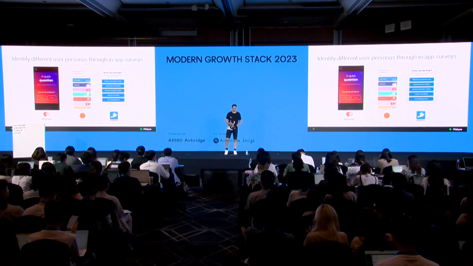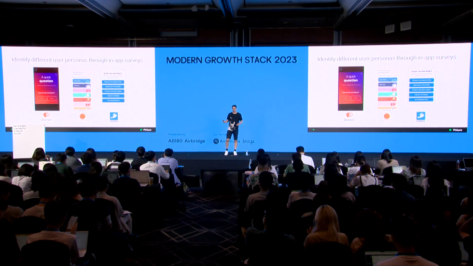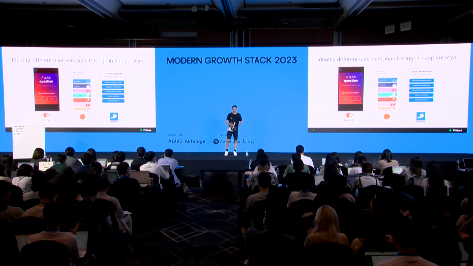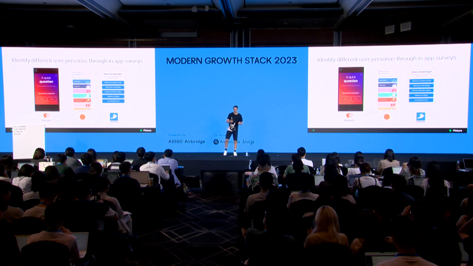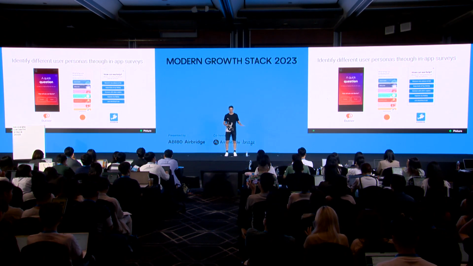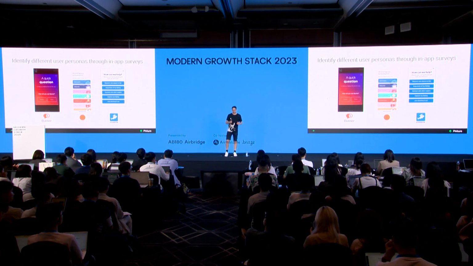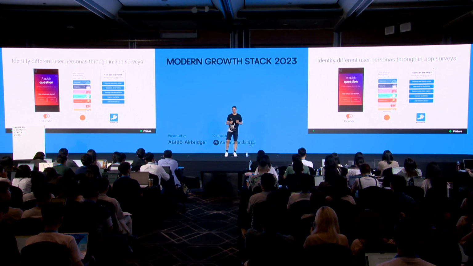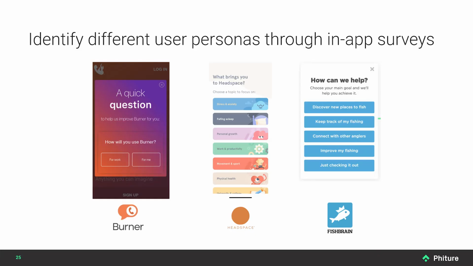So here's an example of some user surveys that we've deployed for some of our clients. On the left, we have Burner, in the middle, Headspace, and on the right, Fishbrain. Three very different kinds of apps, different categories. These kinds of surveys always work. They always provide a way to actually personalize the user journey further. And users like being asked stuff because you're showing an interest in the user.